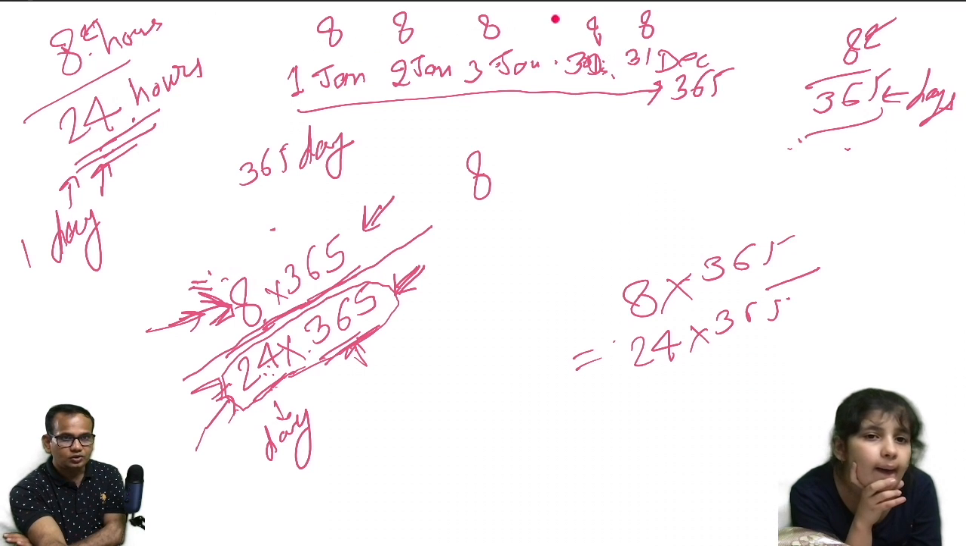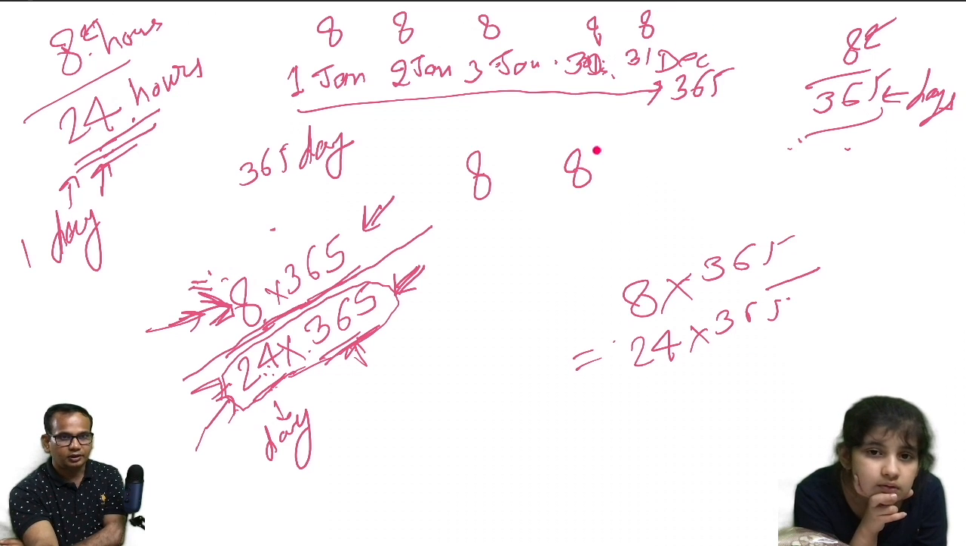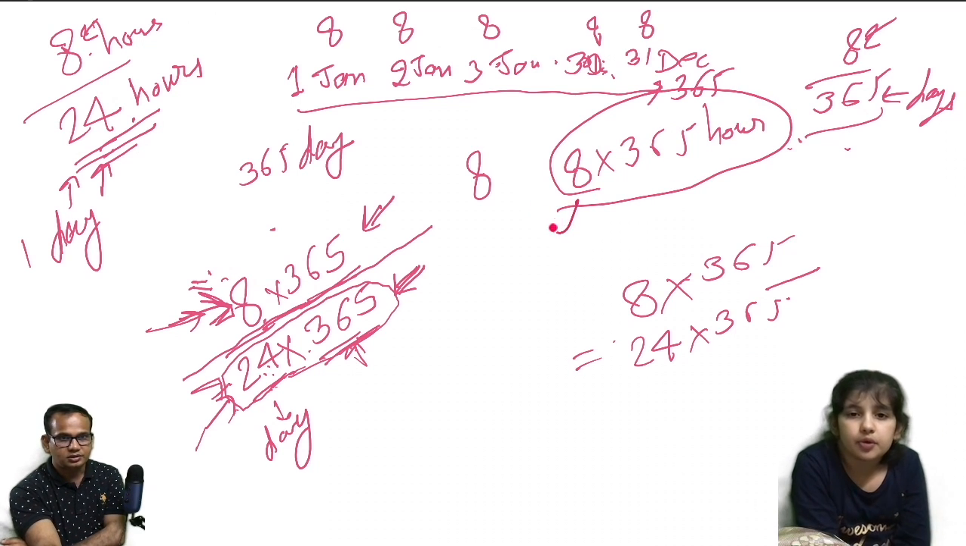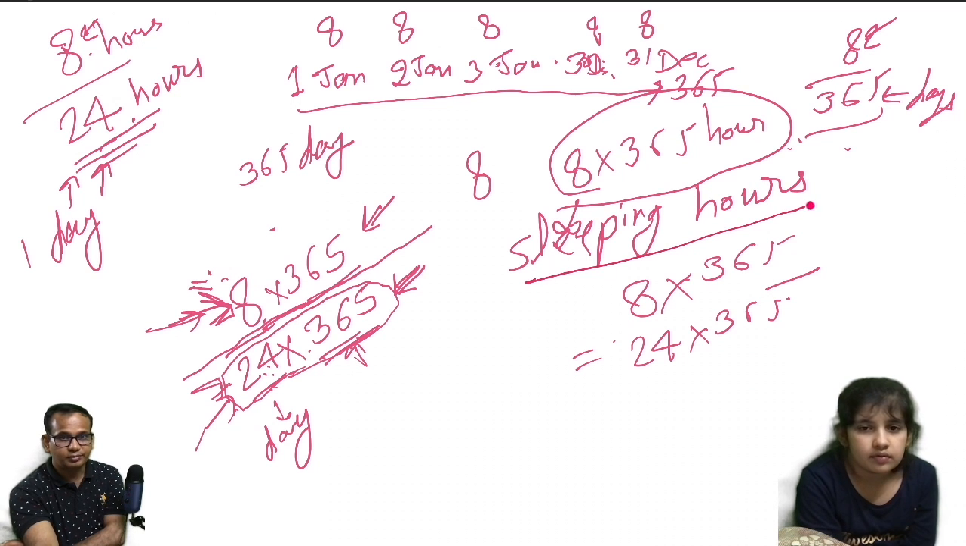So how many hours are you sleeping? 8 multiplied by 365. Got it. 8 multiplied by 365 hours. This is sleeping hours. Pay attention. This is sleeping hours. You sleep these many hours in a year.